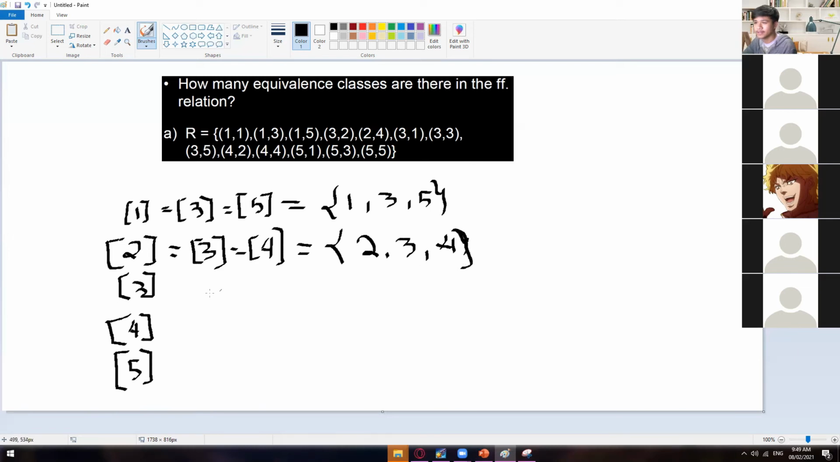Then for 3, so 3 is related with 1, 3 is also related with 5, and 3 is also related with 2. So 2, and 1, and then 5. What else? We have 3, 4. Okay, so we don't have 3, 4. So this is again another class, wherein we have 2, 1, 5.